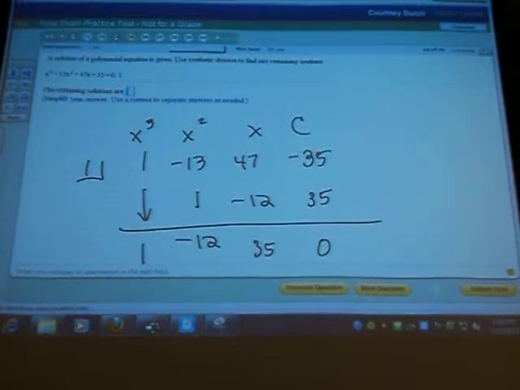Okay, so you always get 0 at the end? Yes. Okay, so if you don't get 0, then you've messed up somewhere. Yes, or you're using the wrong number in your box. Okay.